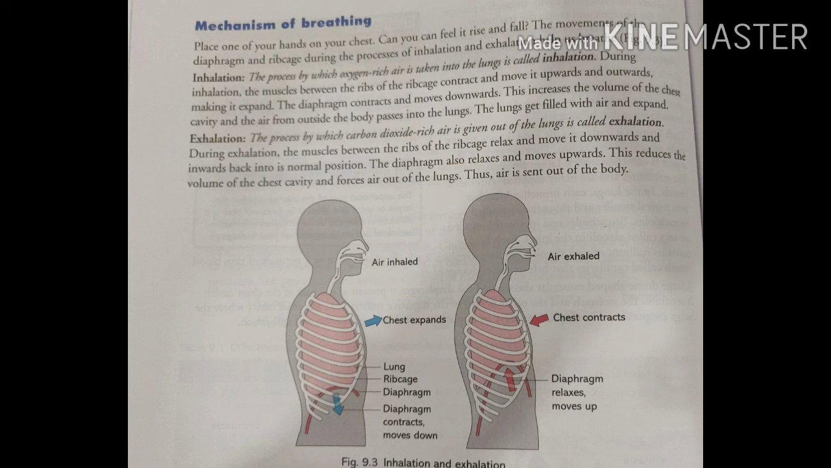Inhalation, what is inhalation? The process by which oxygen-rich air is taken into the lungs is known as inhalation. During inhalation, the muscles between the ribs of the rib cage contract and move it upwards. So what happens when we inhale? We take in air through our nostrils. What happens? Ribs move upwards. In the diagram you can see the ribs move upwards.